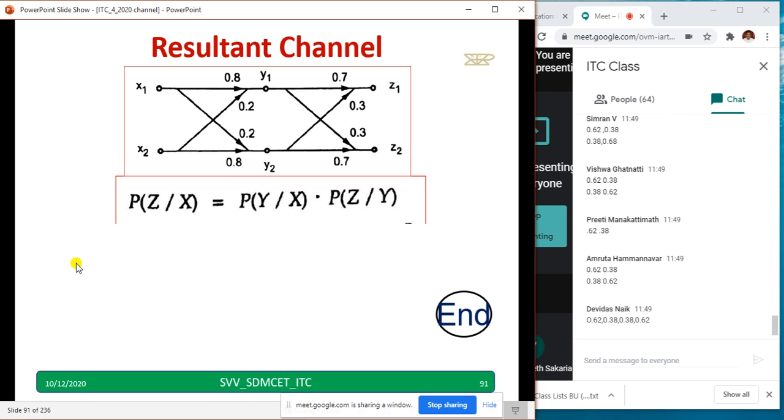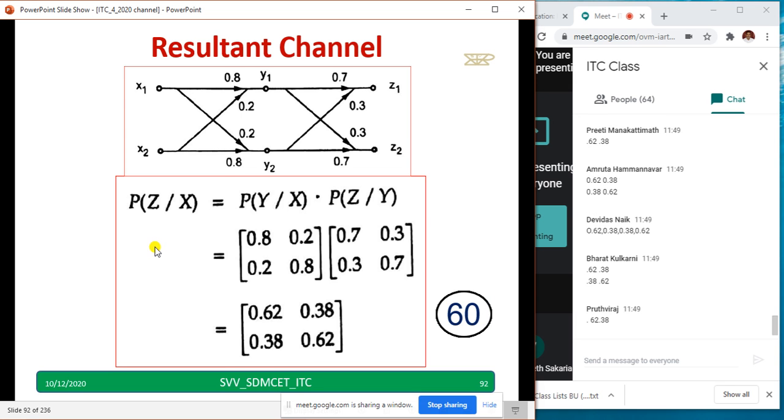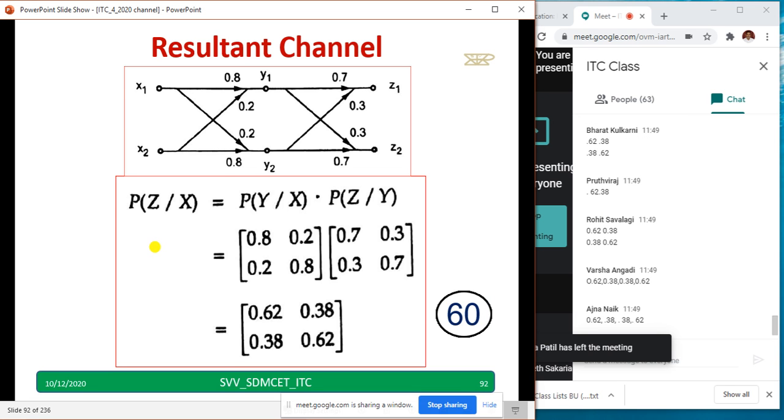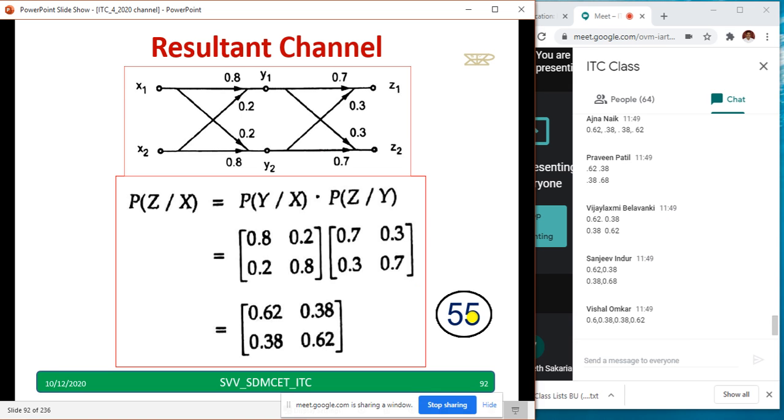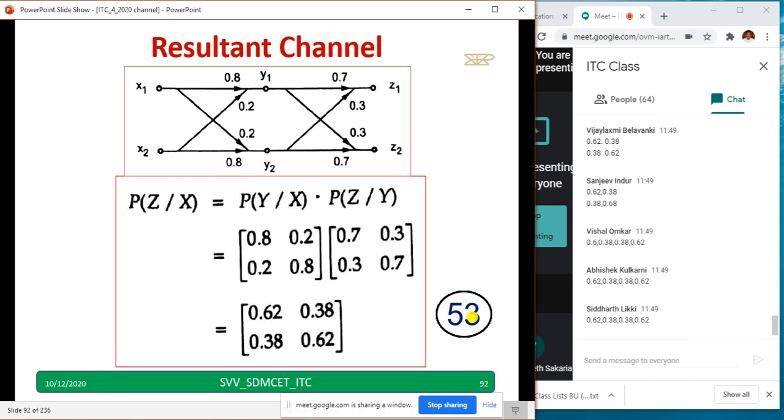Then it's correct. I don't know what I have got. Let me show you. And 0.62, 0.62, 0.38 is correct. Rohit, Prithviraj, Bharat, Ajna Naik, everybody is getting the same answer. So if somebody has got a different answer, you can copy down and check it later. Vijay Lakshmi, Sanjeev, Abhishek, Vishal, Siddharth, Shruti, all are getting the same answer. Another 10 seconds I'll wait, then we'll go to the next slide.